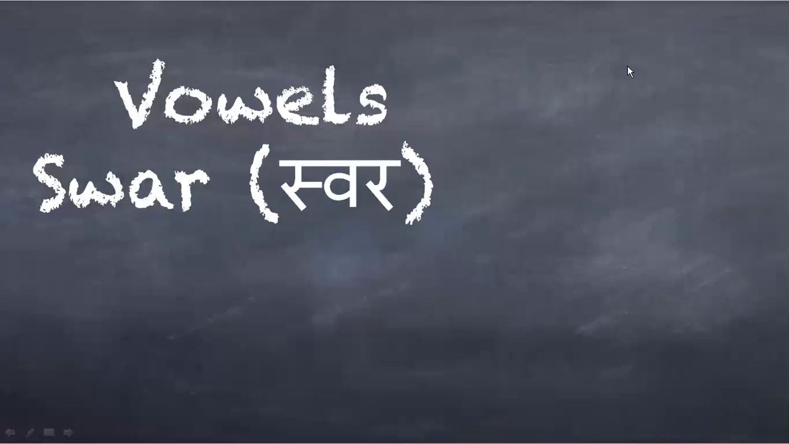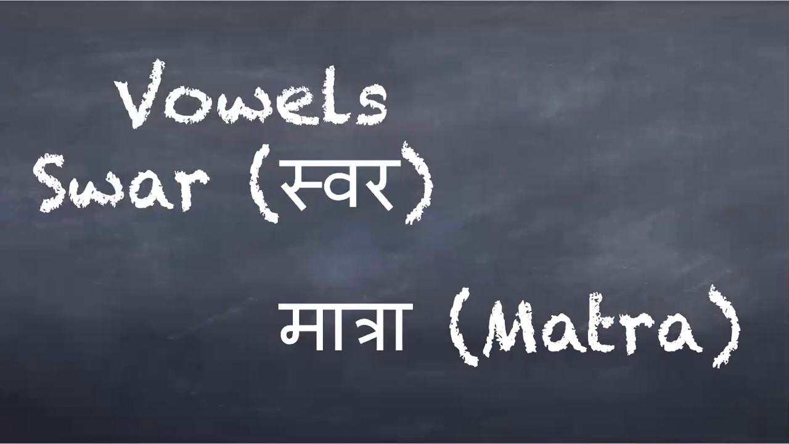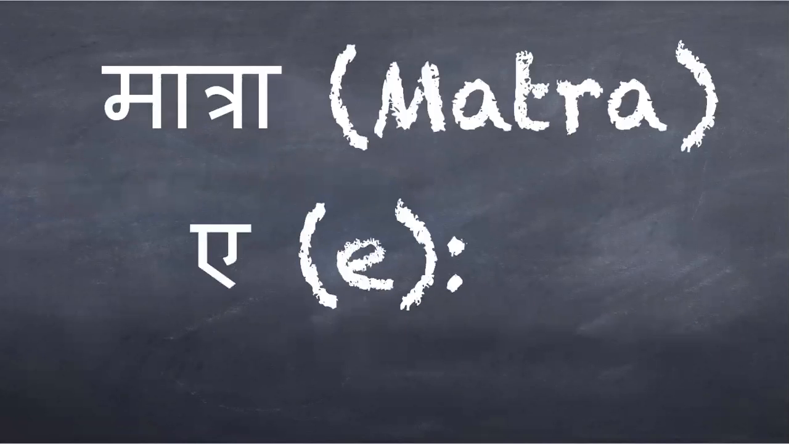Hi everyone. In our previous videos, we have learned that the specific sounds which are made by swar are represented as matra when we're making a word. Today in this video, we will do swar A. Now swar A is represented as this matra when we're making up a word.